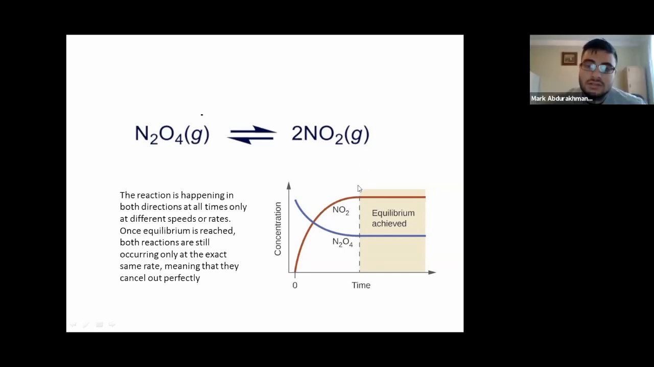And as I mentioned before, at the dotted line, the only reason the concentrations are changing is because they want to reach that equilibrium point where they're no longer changing. The system will always try to reach equilibrium, no matter what it is.